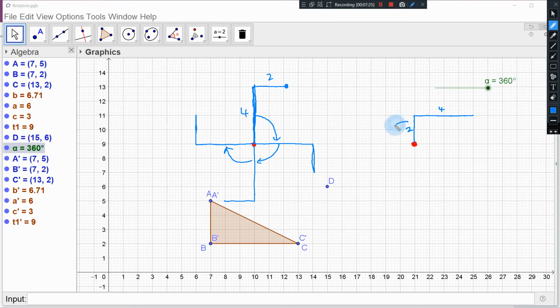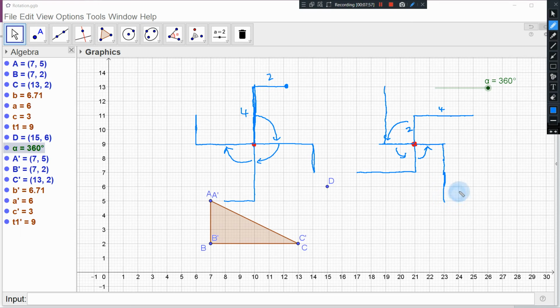Go this way, 90 degrees anti-clockwise. So 2, 4 will become here 2, 4. 1, 2, 3, 4. Okay, if you rotate it some more, another 90 degrees, 1, 2, 1, 2, 3, 4. If you rotate another 90 degrees, the total will be 270 degrees. 1, 2, 1, 2, 3, 4.